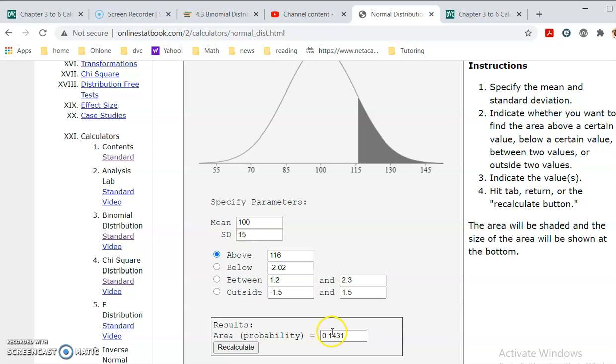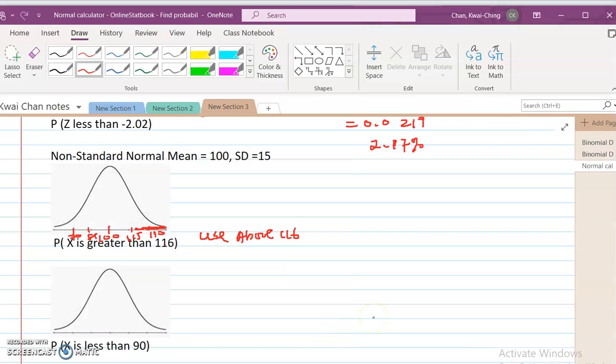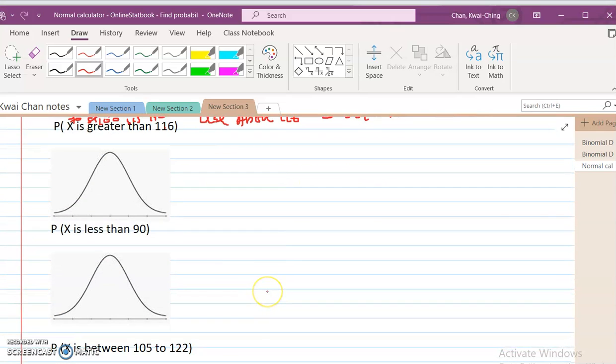So that's 0.1431, so 14%. That is 14.31% of IQs would be above 116, or 0.1431 is the probability of choosing someone with an IQ above 116.